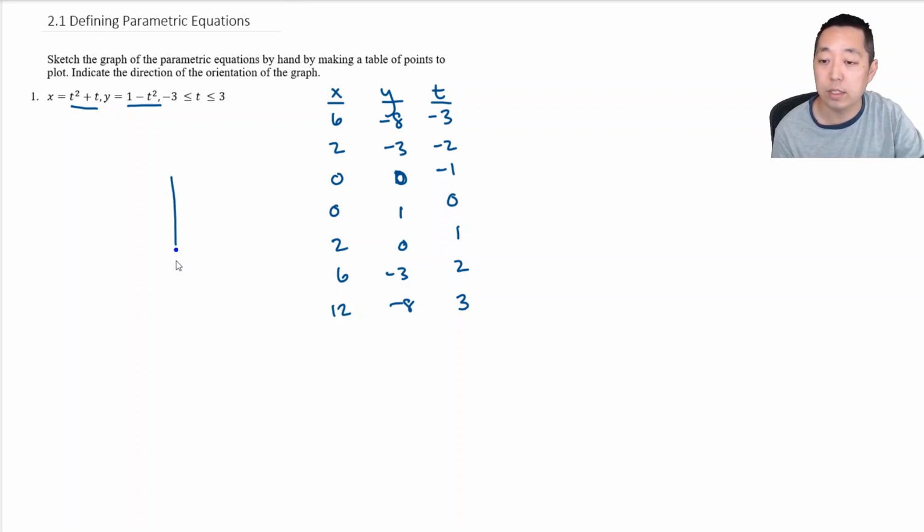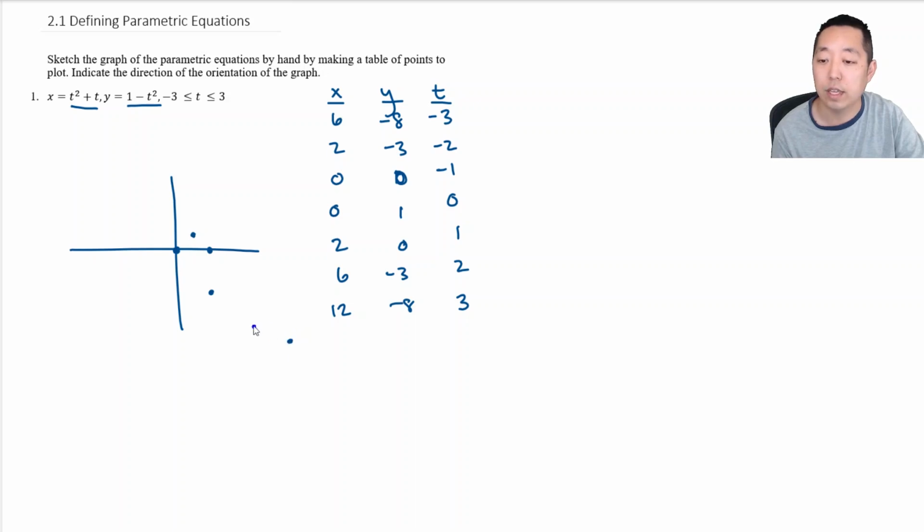And so then to plot it, you just look at all the xy pairs that I have, right? I'm just going to plot the ones near here because the ones that are further away are kind of hard to. So I have a 0, 0. I have a 0, 1 here. I have a 2, 0, like this. I have a 2, -3, so like down here. I have a 6, -3. So 6, -8, it's like way down over here, for example.